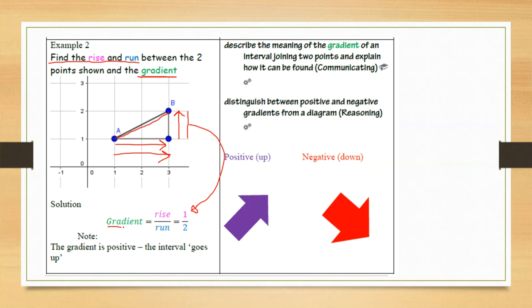So the gradient is that relationship between the rise and the run. So it's 1 over 2. This gradient is positive because you can think about it as going up. So when we go from A to B, it's going up. And you can see here in our notes, positive gradients look like that. So lines that go up, the negative gradients go down.